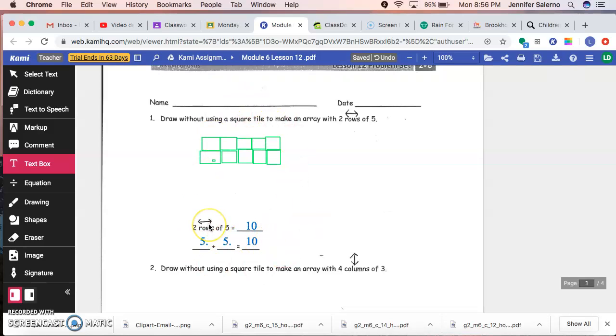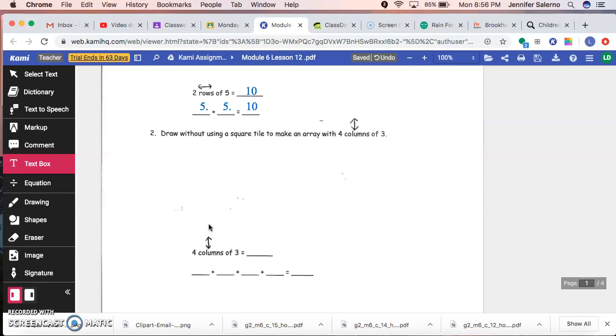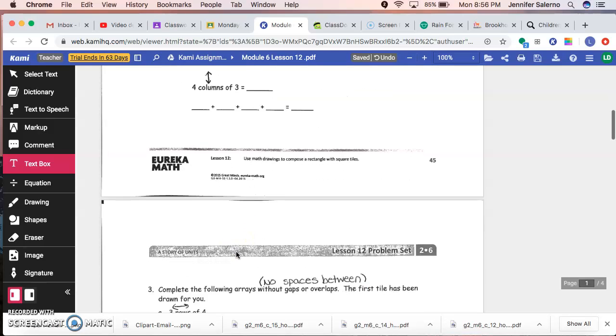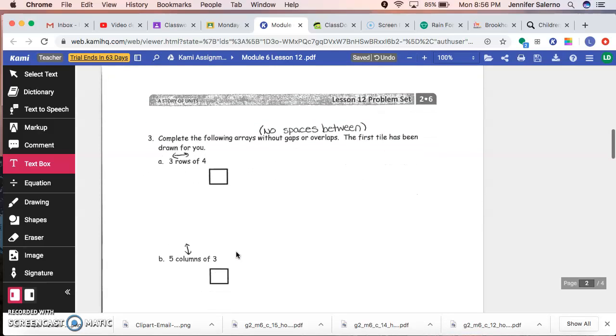And that's all I'm doing here. And then for number 2, you're going to do the same thing where you're going to draw that using the squares to make an array with 4 columns now of 3, and then you're going to fill in your equations and answers down here.